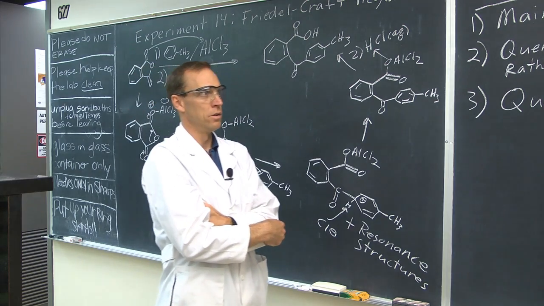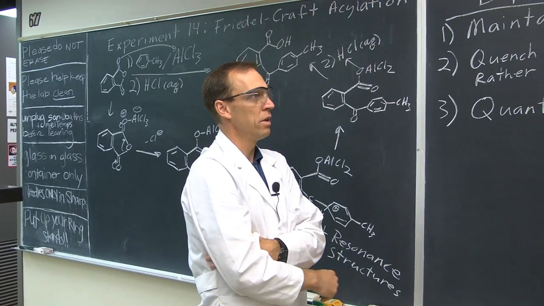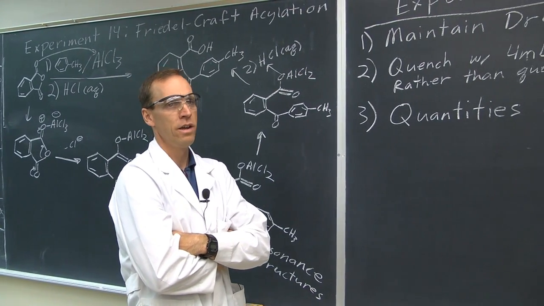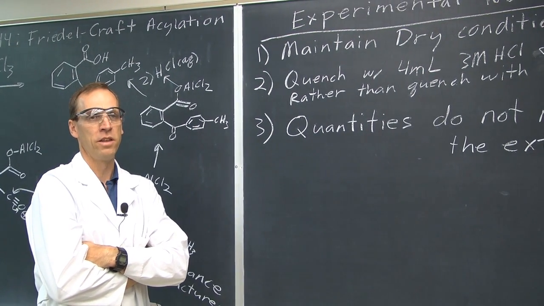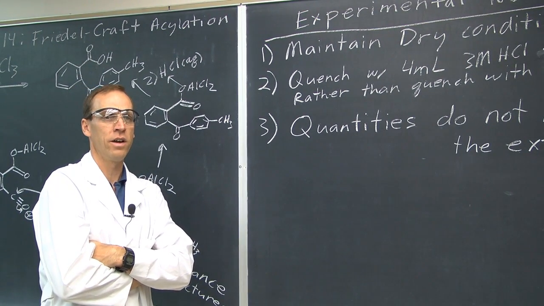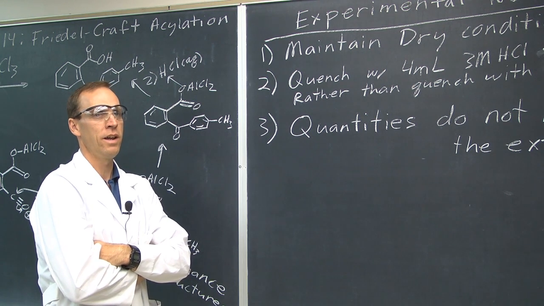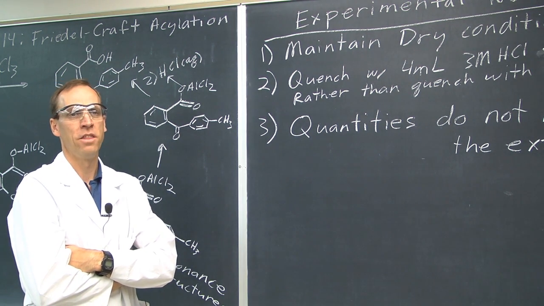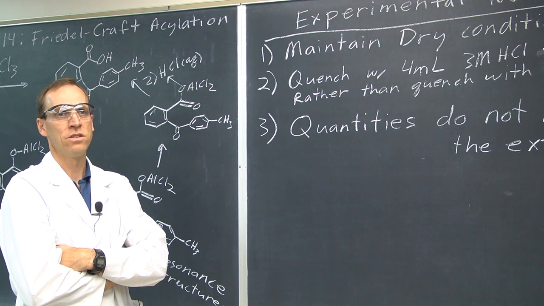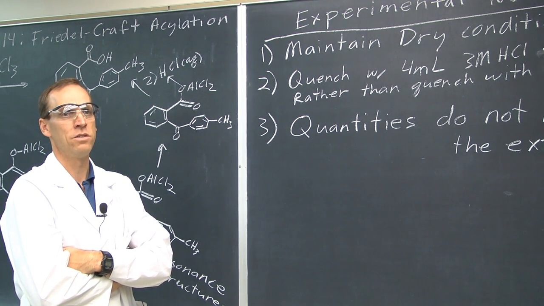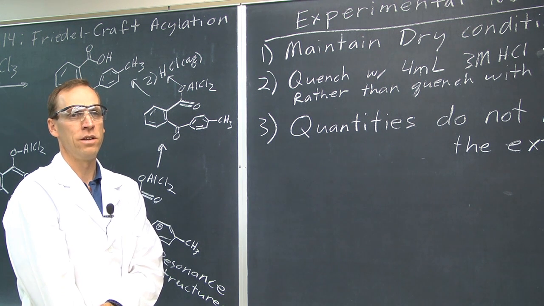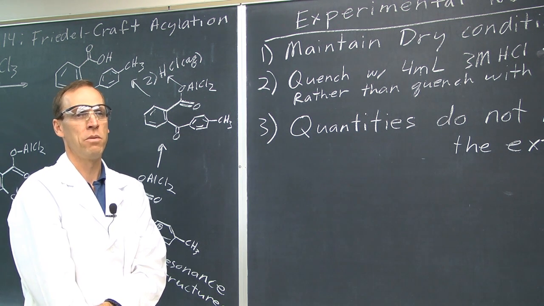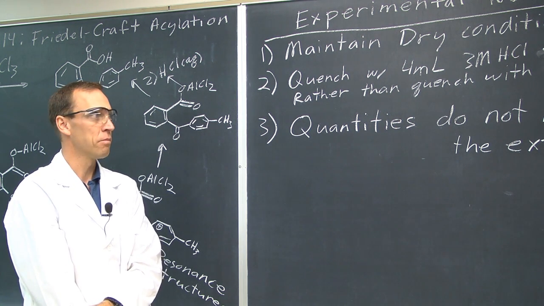Some experimental notes then. It's going to be important that you maintain dry conditions. Moisture will react with phthalic anhydride as well as aluminum chloride. So we want to make sure that the reaction vessel is kept as dry as we can. And so what we're going to do is flame dry our glassware prior to use rather than putting it in the oven. Flame drying the glassware is more effective than oven drying it.